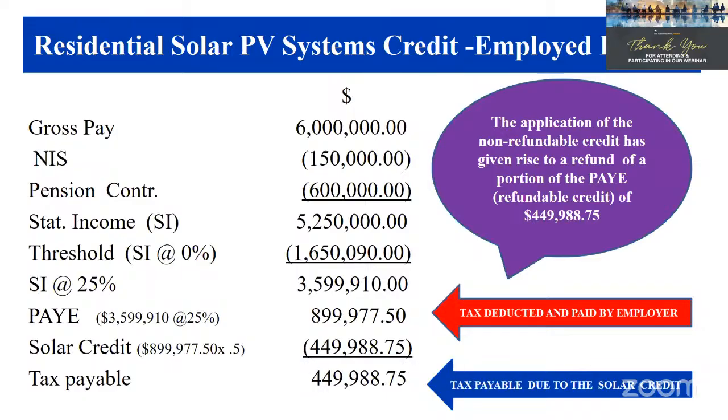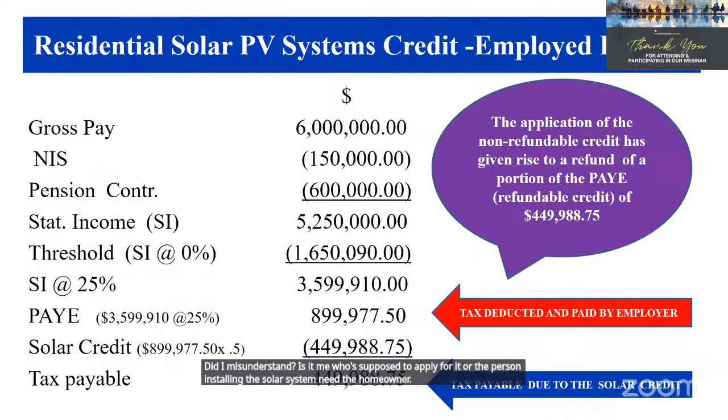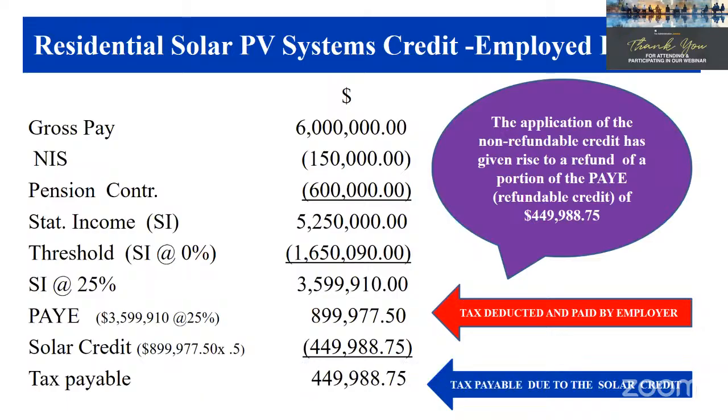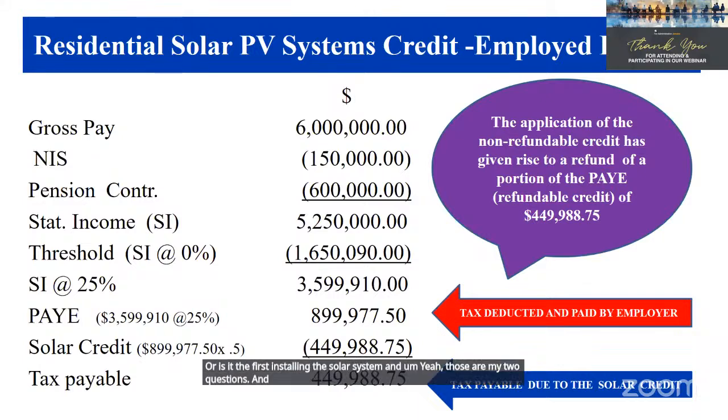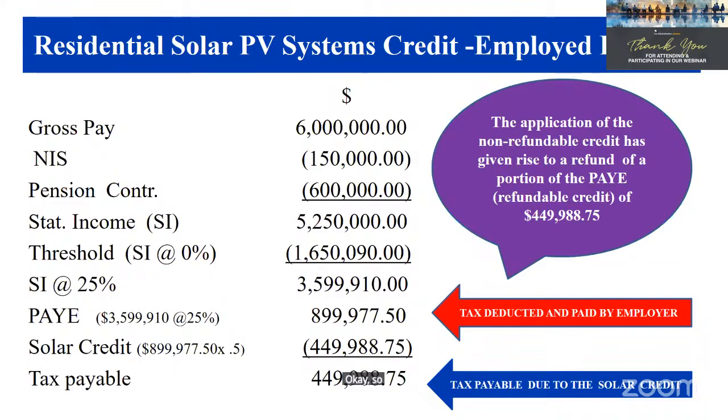Me, the homeowner, that is. Or is it the person who's installing the solar system? And yeah, those are my two questions, and then depending on how you respond, I may follow up. Okay, so I'm going to treat with the more recent one first. So it is the homeowner who is required to have the license that we ask for.